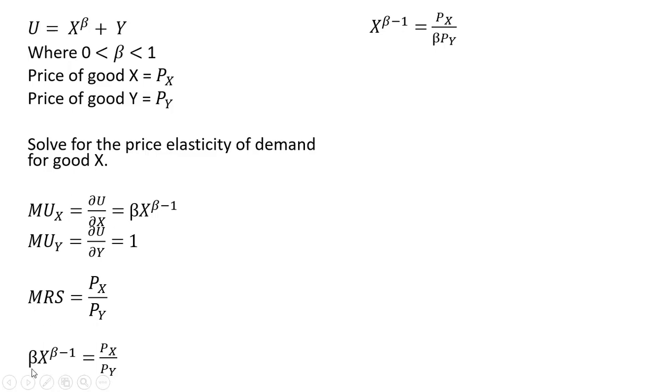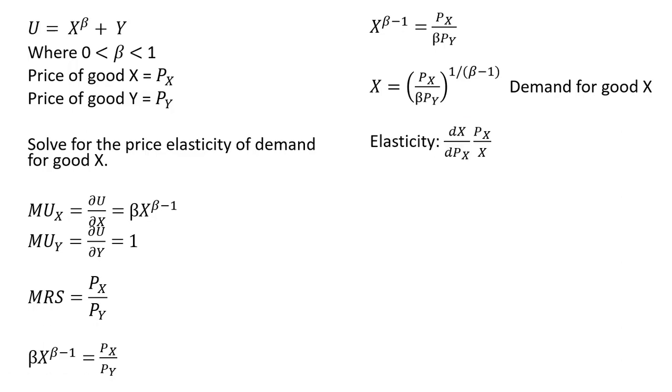So dividing everything through by beta. And now I'm going to raise both sides to the reciprocal of this exponent on x. So doing that, we get this, and that is the demand for good x. You'll notice here income does not enter the demand for good x.